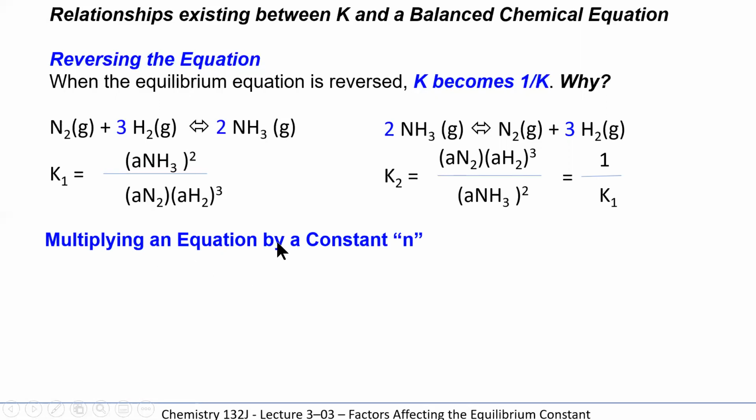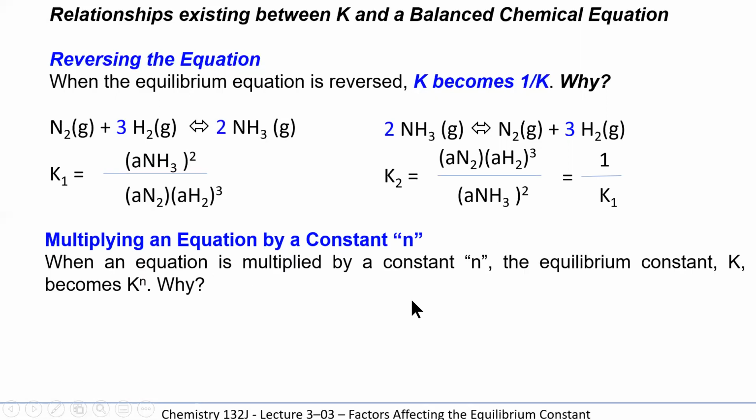Now, what happens when you multiply an equation by a constant, n? When we multiply by a constant n, the equilibrium constant becomes K to the power of n. Why? Well, let's investigate this.